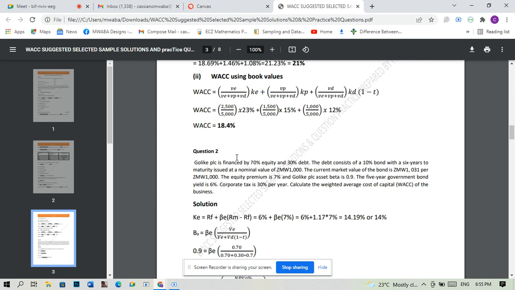Okay, so we're going to start like this. Our value of equity and our value of debt, which are represented as VE and VD, have already been given to us here. This 70% and this 30%. So the 70% is our VE. Okay, then our 30% is our VD. So we do not need to calculate the market values. But the first thing we're going to have to calculate is the cost of capital.